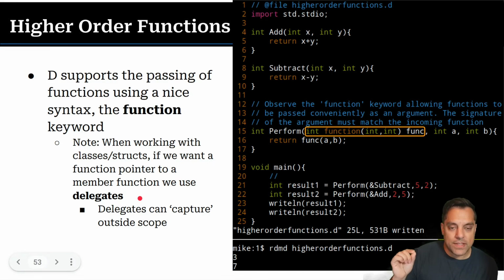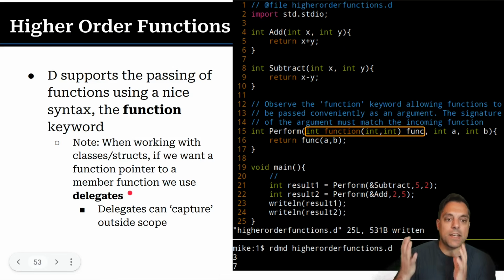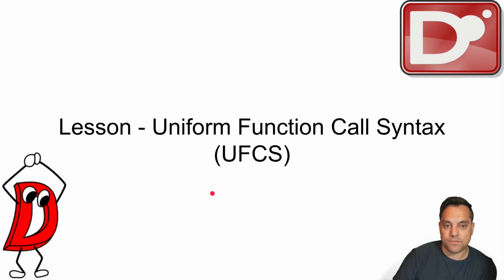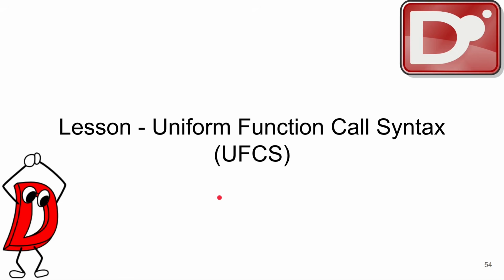We also have delegates in the D programming language, which can get the scope outside of a function, so the context around it, the other local scope. If you have other variables, you can read about that, but that's a nice thing to have as well. Okay, let's get into some other stuff.